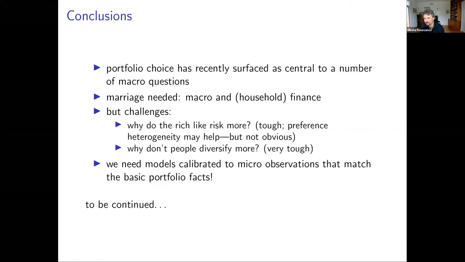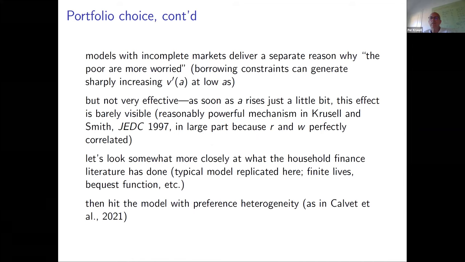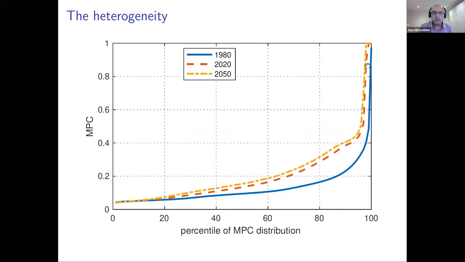Hi, Alex. Hi, thanks, Per. That was very interesting. I don't understand the intuition when you showed those very high marginal propensities to consume for the rich people. Can you say how that is coming in? You mean this? Yes, how come they have? This is the percentile. This is just saying how many people have MPCs that are like 0.1 or less.